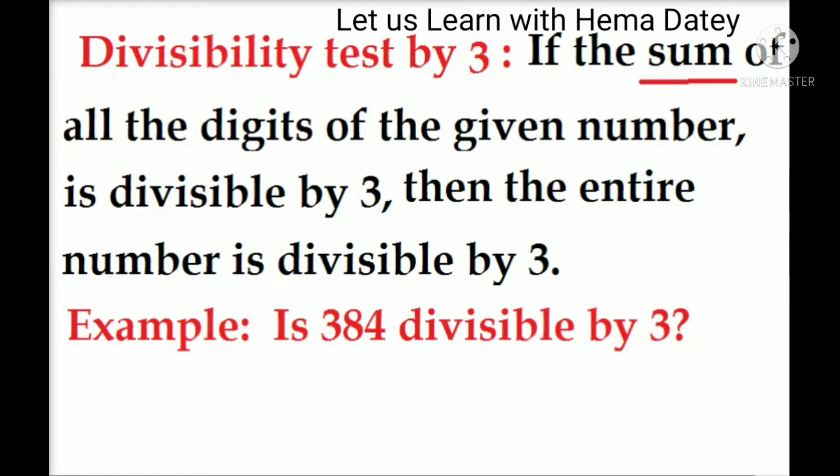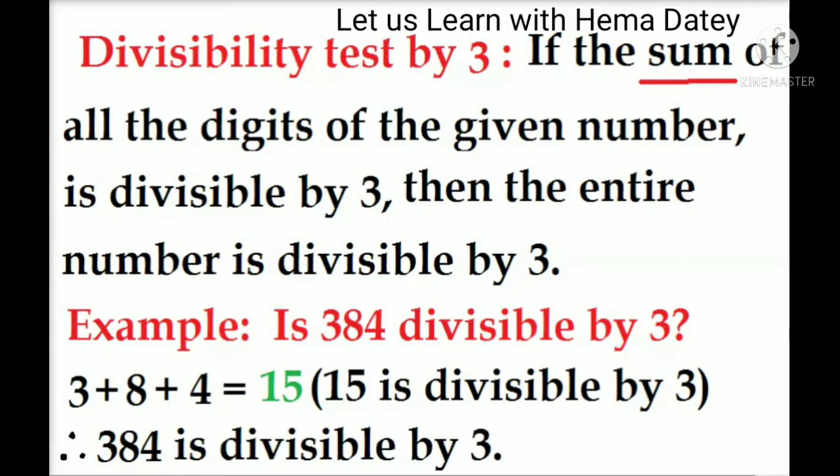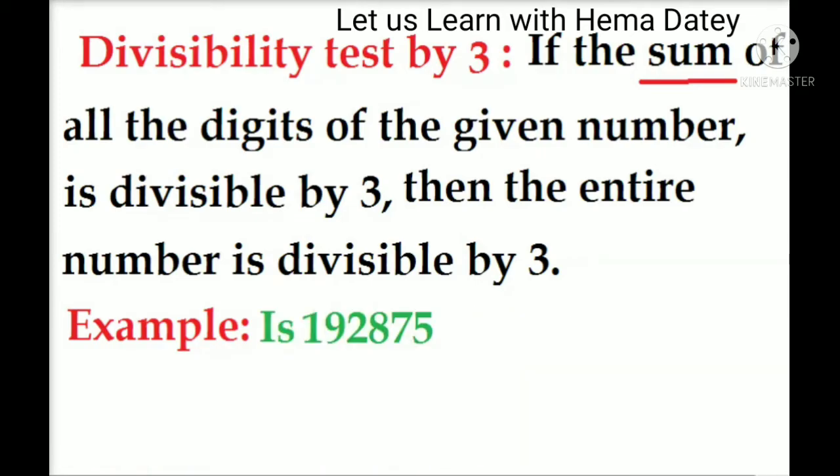Example, is 384 divisible by 3? We will add all the digits: 3 plus 8 plus 4 is equal to 15, and 15 is divisible by 3. Therefore, 384 is divisible by 3. Let's take one more example.